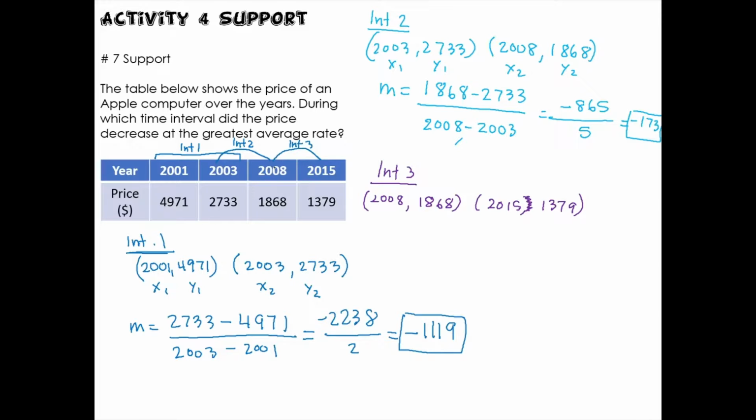I suppose I should not do the calculations on my calculator by myself. That's not useful to you. Sorry. So we're going to write down the formula. So this is x1, y1, x2, y2. This being 1379 minus 1868, and divide that by 2015 minus 2008. There we go. And we're going to do some calculations.